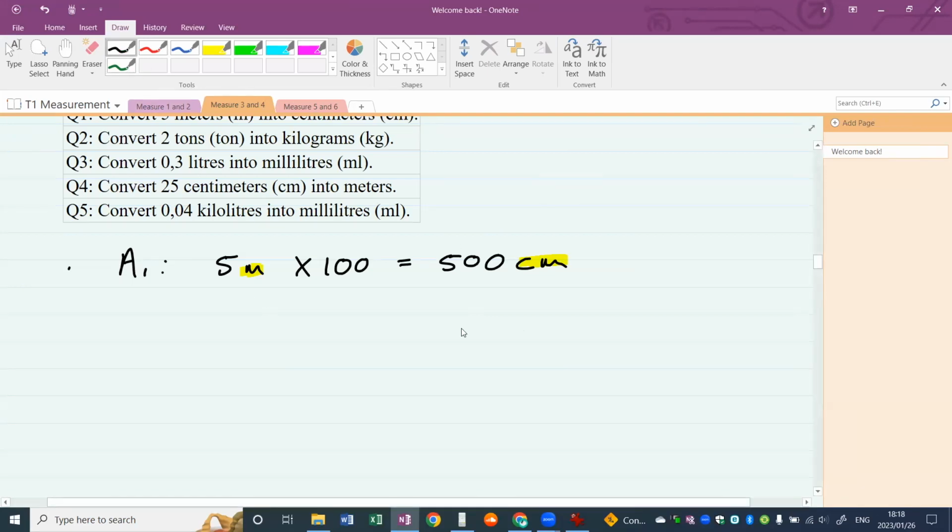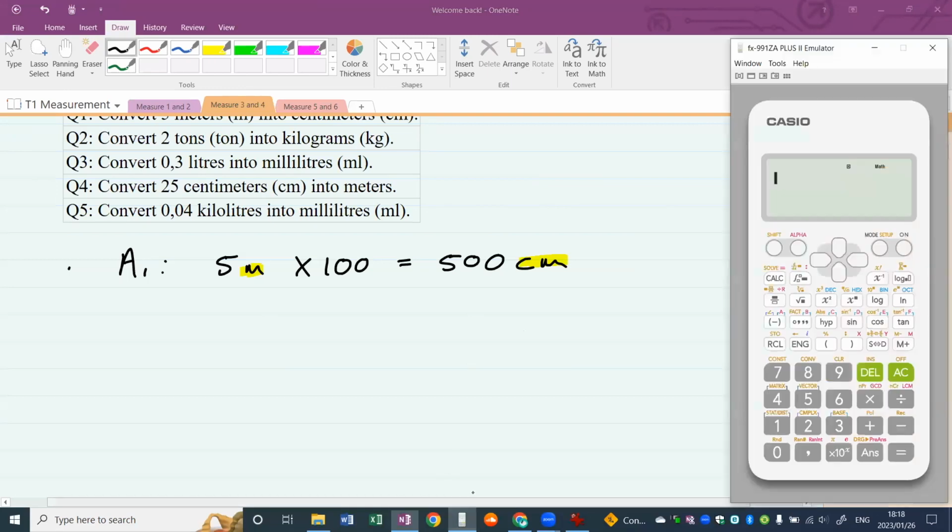Okay. So our method is working. We don't really need to do it on a calculator for those of you that want to check. Sorry, my apologies. Let's do 100 instead. There we go. So 5 times 100 is 500 centimeters. Okay, so that was the first question.